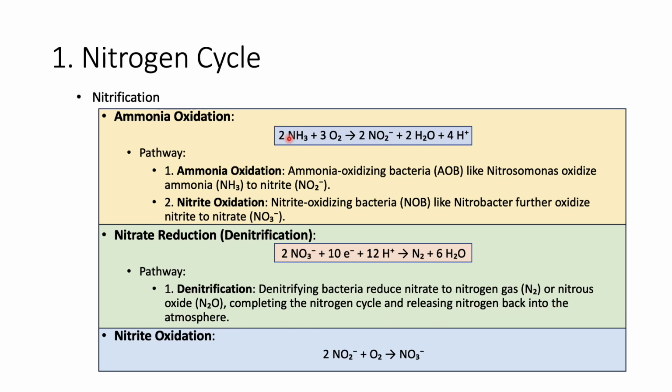So first we started from ammonia, and the ammonia is broken down to give nitrogen gas. And what is the nitrite oxidation? So here is the nitrite oxidation, which is converting nitrite, reacting with oxygen, to give nitrate.